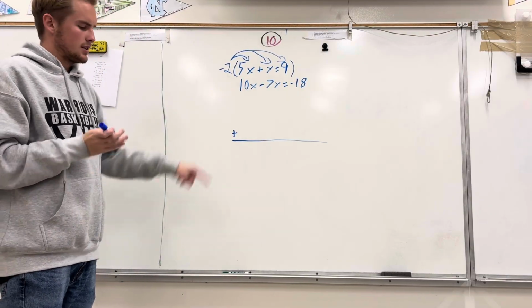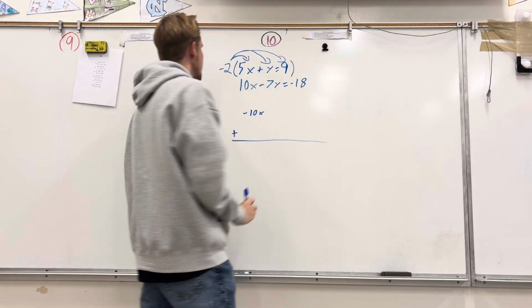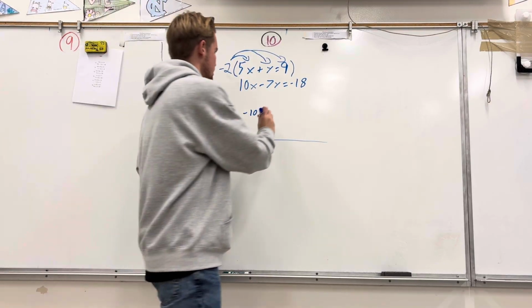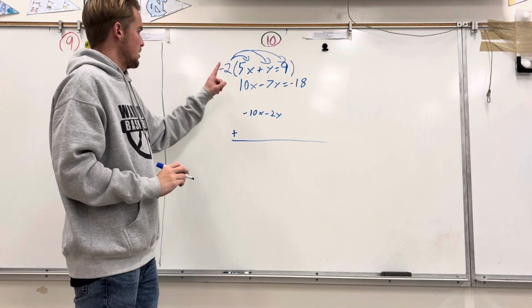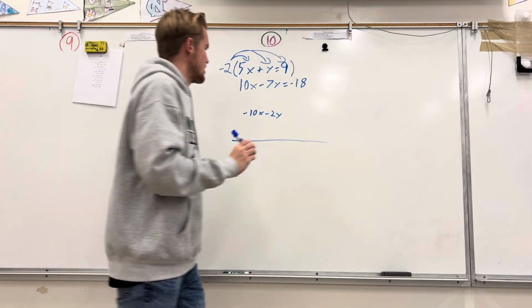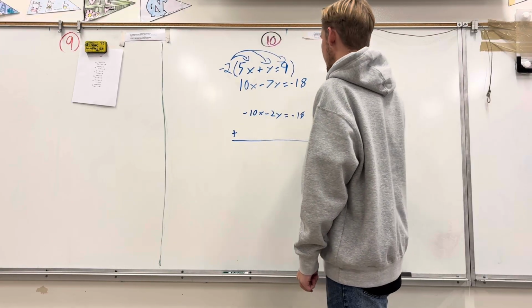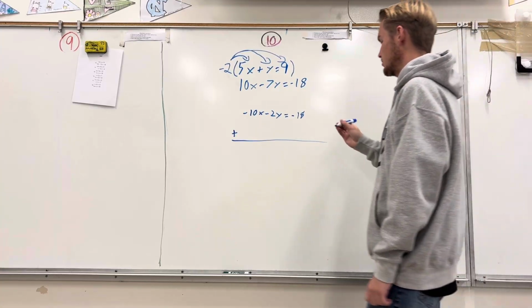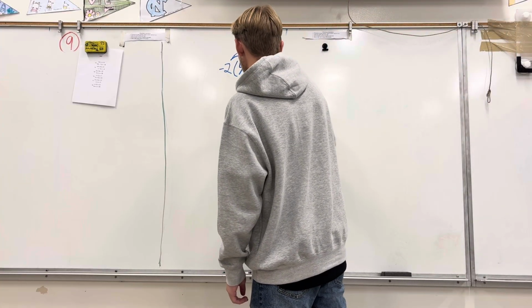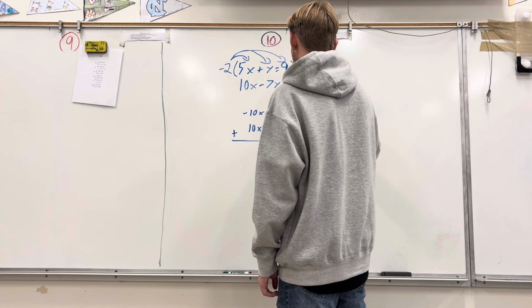Negative 2 times 5x, that's just negative 10x. Negative 2 times y, that's negative 2y. Negative 2 times 9, this whole thing just equals negative 18. And so we didn't touch this bottom equation. We didn't multiply with anything, so we're just going to rewrite it here. So we have 10x minus 7y equals negative 18.